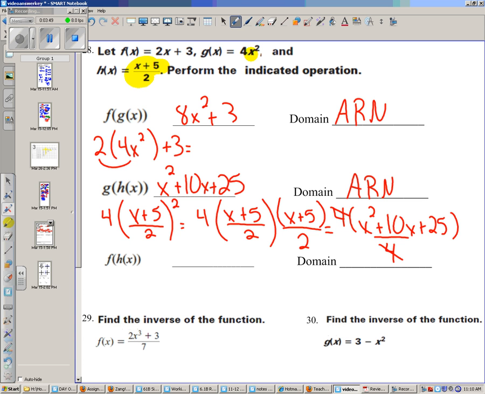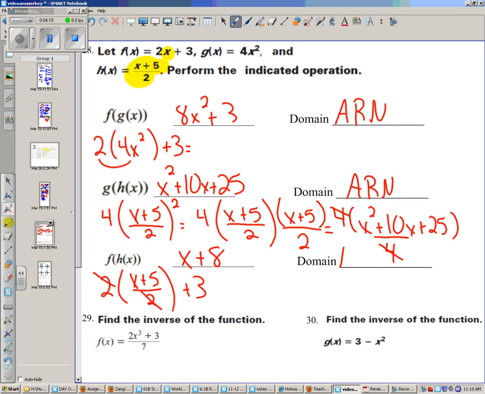All right, on the last problem, I'm going to take h of x, and this time it's going into f of x. So it's going to go into this one little x right there. So the 2 is still going to be there, but in for x now is going to be x plus 5 over 2, and I still have the plus 3. And real quick, what happens is my 2's cancel out, and then I have x plus 5 plus 3, and I'm just going to combine my like terms and get x plus 8.